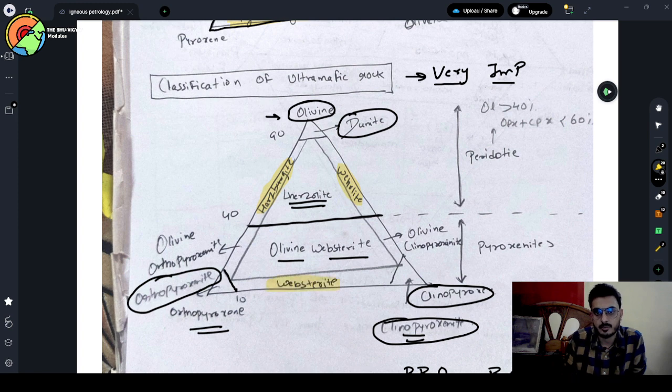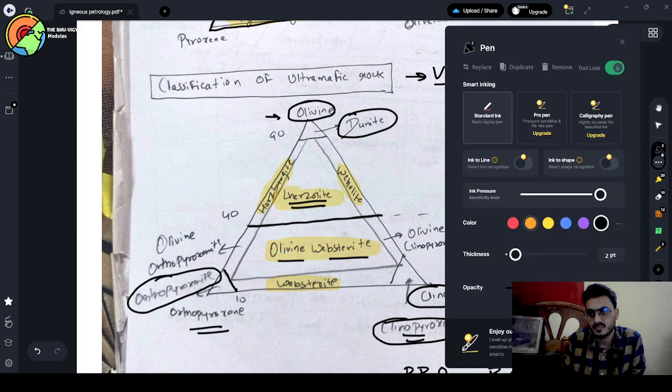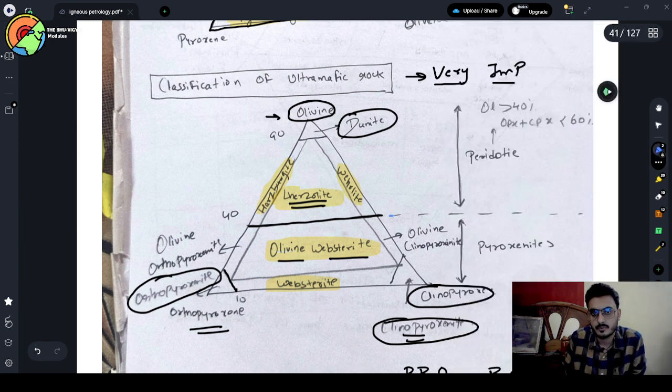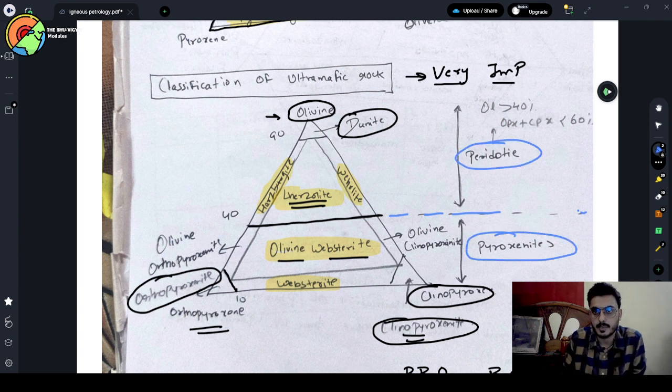So here olivine websterite will come, which contains clinopyroxene and orthopyroxene in higher quantity, and it contains less than 40% of the olivine, and the intermediate composition will be your lherzolite. And I have drawn one line here, from 40%, whatever rock is below it is known as pyroxenite, and whatever rock is above it is known as peridotite.